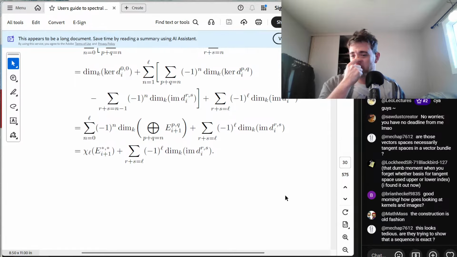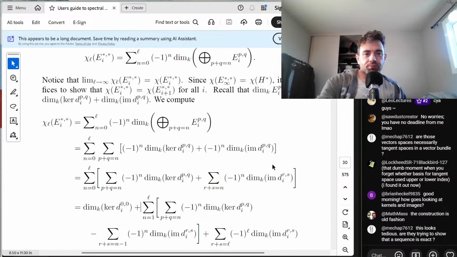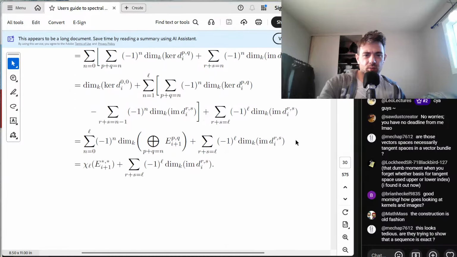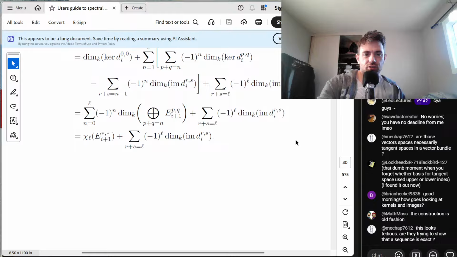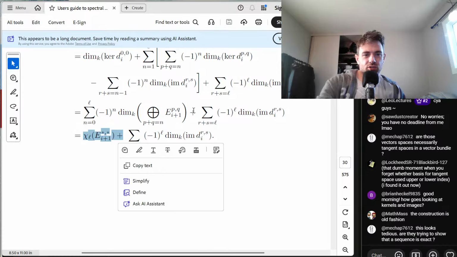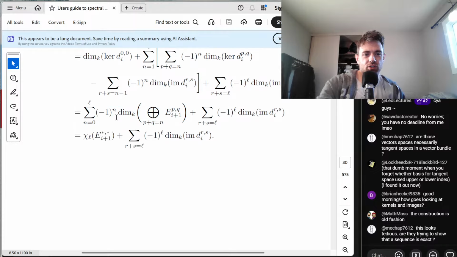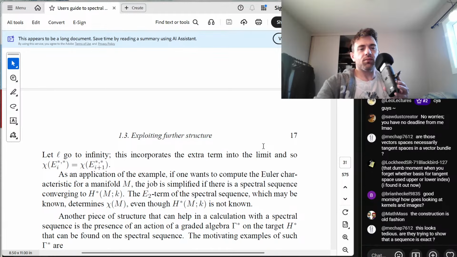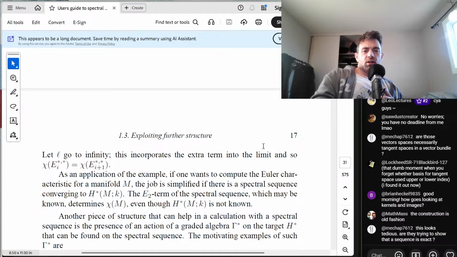This looks tedious. Are they trying to show that a sequence is exact? No, we're trying to show that the Euler characteristic of a bi-graded vector space satisfies this property, which is kind of about exact sequences. Anyway, so this should just be the Euler characteristic of this. And then we've got this term sticking out at the end. So what do we do about that? Oh, and then we let L go to infinity. This incorporates the extra term into the limit.